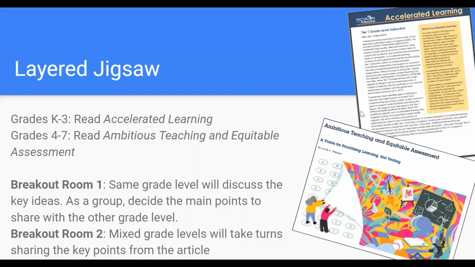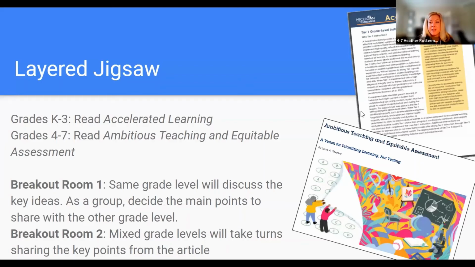So what are we supposed to share in the second breakout room? Because I missed the instructions. I'm sorry. That's okay. Each article was having an opportunity to share the key points that they wanted the other article to hear about. So if you were K3 and read the accelerated learning, you're just going to share some of the key ideas from that article with the other group. Okay. Thank you.